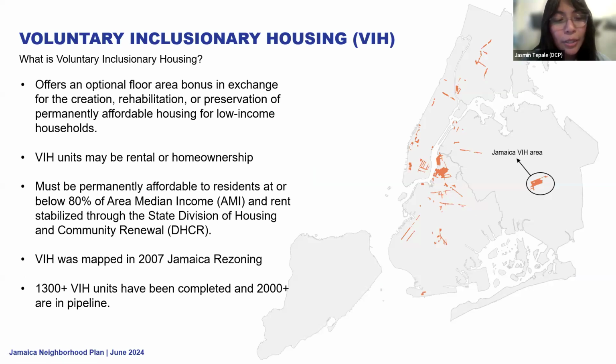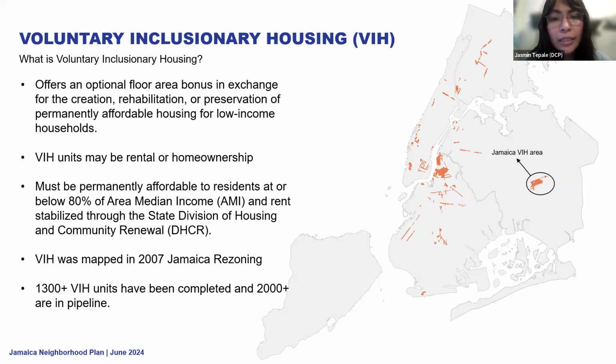And then lastly, we had talked a little bit about this during the town hall, but just so everyone's aware, today in Jamaica, what we have is called voluntary inclusionary housing, which is also called VIH. As its name implies, it's a voluntary program. It's an affordable housing tool that came out maybe in the 1980s, so it's a very old program. And it's in certain areas across the city, and Jamaica happens to be one of those areas. If you look at the map to your right, you see in the orange some of the other areas that have VIH, with Jamaica outlined as one of them.